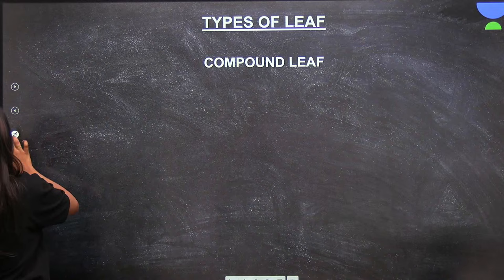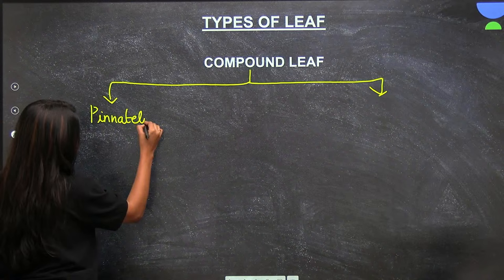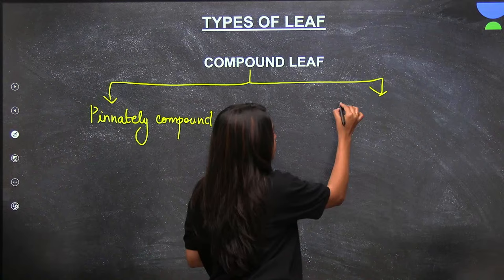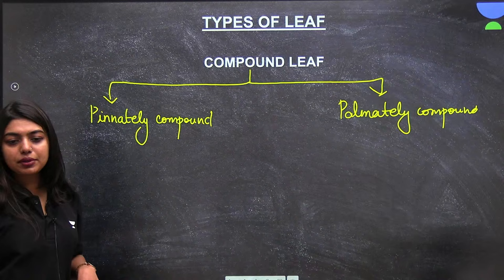Okay, students, a compound leaf is divided, depending on the leaflets, into two types. The first one is called pinnately compound, and this will be called palmately compound. This chapter's weightage is 3 to 4 questions, so we can say 12 to 16 marks.